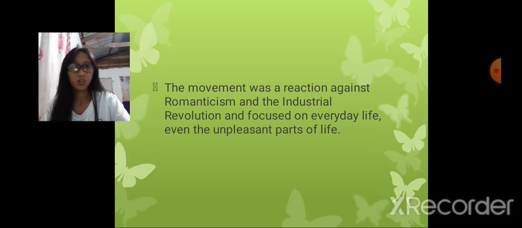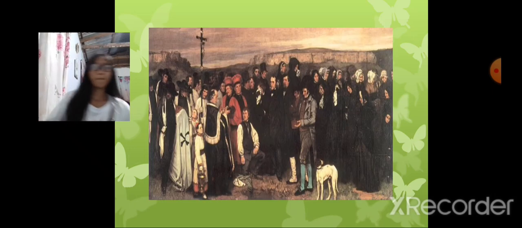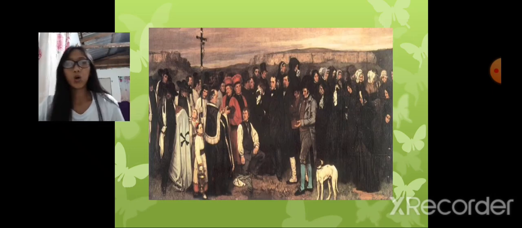One of the examples of this is the painting called A Burial at Ornans by Gustave Courbet. So, in this painting is what really happens there. It was about a burial. When we see a burial, it really happens in reality. That is reality, because all of us die.